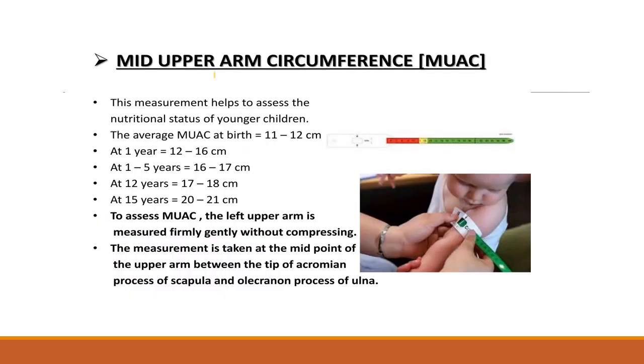Next one is mid-arm circumference, MUAC. Mid-arm circumference is used for assessing the nutrition status of younger children. The average MUAC at birth is 11 to 12 centimeter.